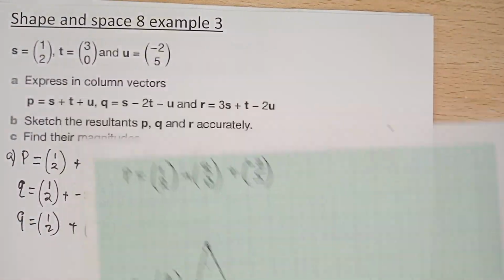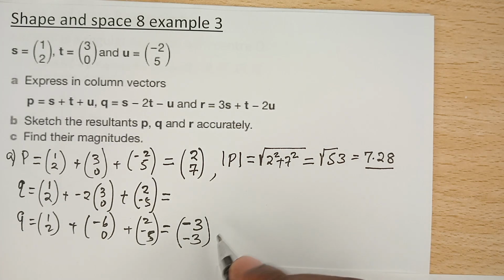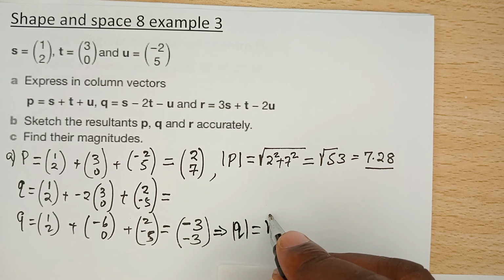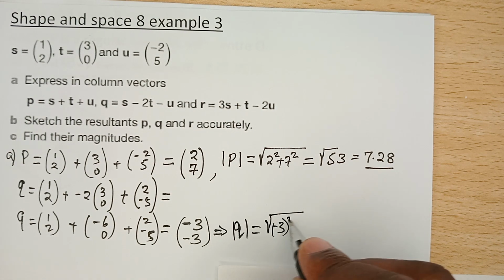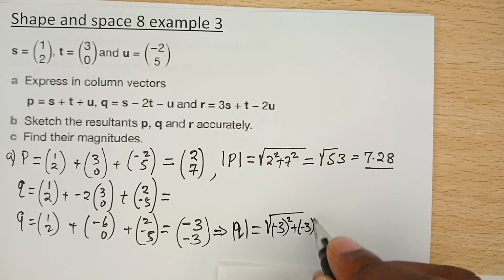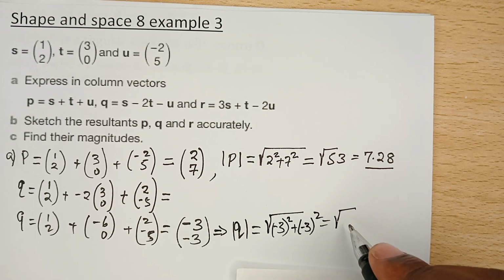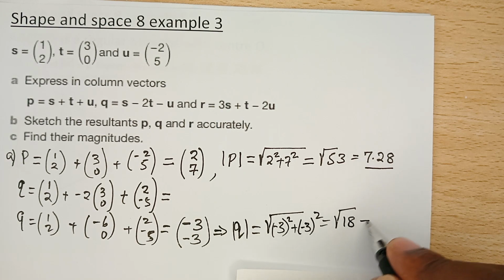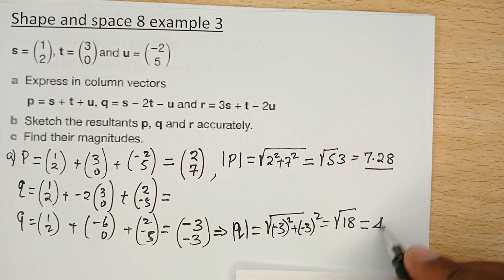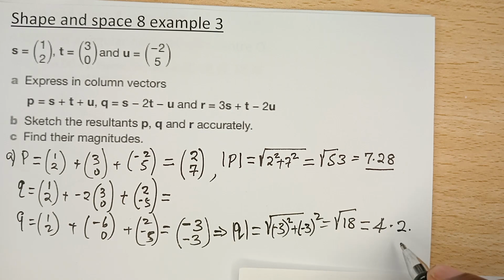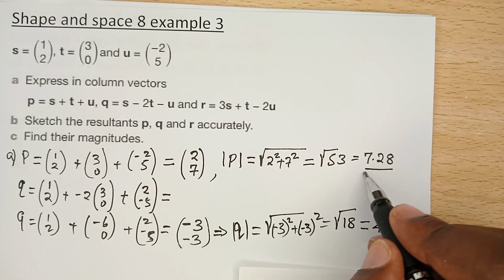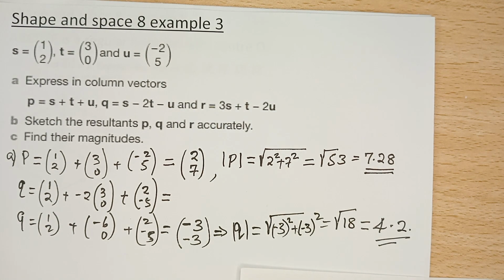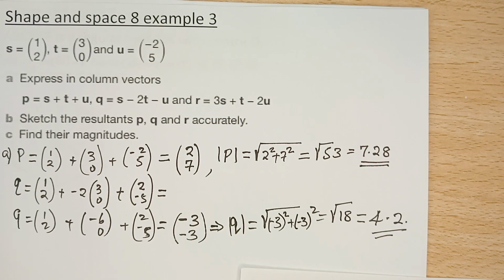The magnitude of q is the square root of minus 3 squared plus minus 3 squared, which is the root of 9 plus 9, the root of 18, which is easily 4.2, and there we are. Let us now go to the final vector.